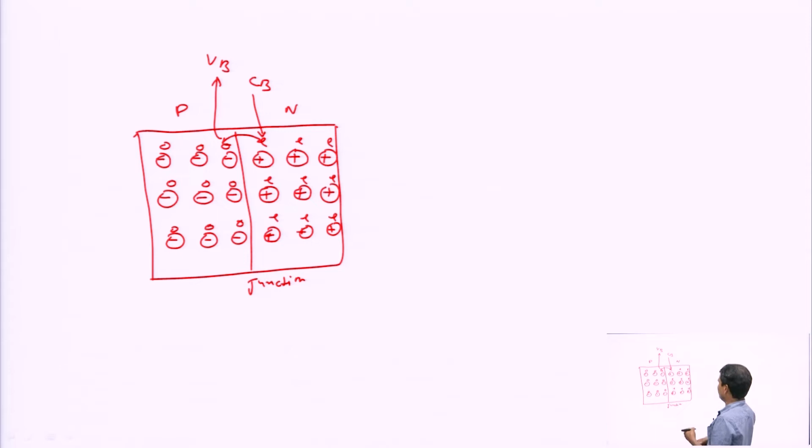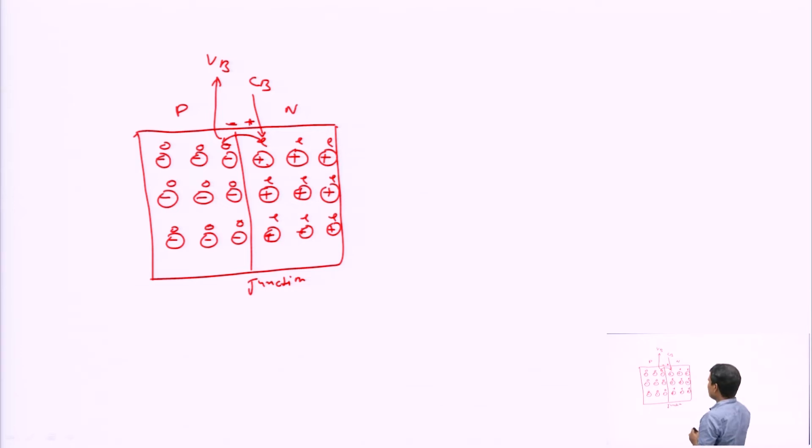Then what will happen? When one electron crosses the junction and occupies the hole, then the positive donor ion and the negative acceptor ion become uncovered. Uncovered means this will behave like a dipole. This means the n-type becomes at high potential and the p-type becomes at low potential. This will behave like a dipole.